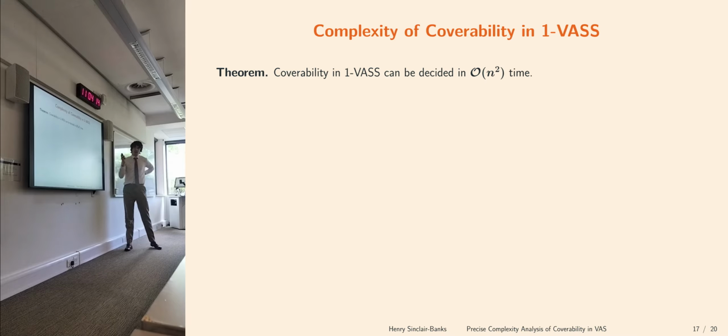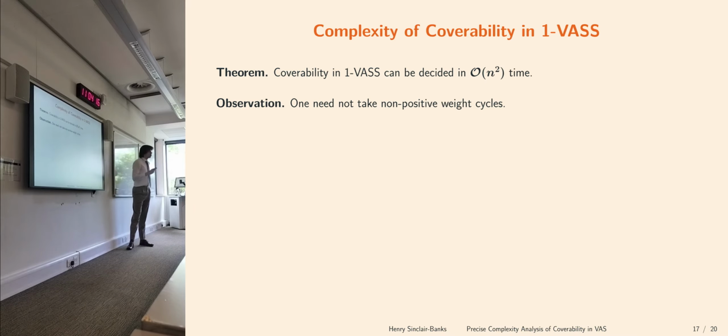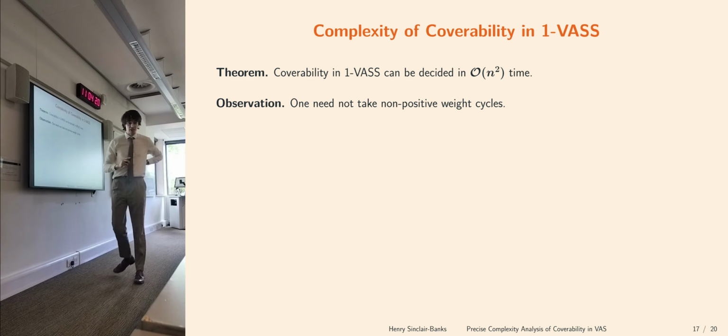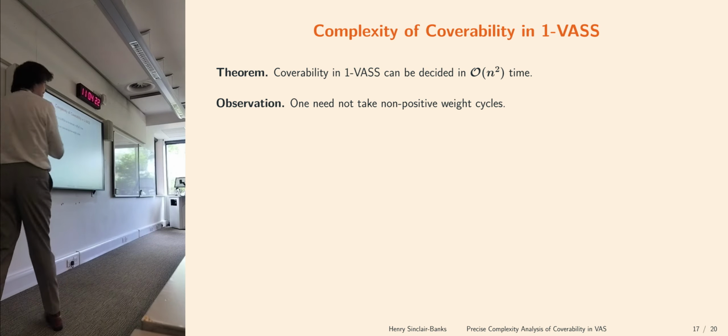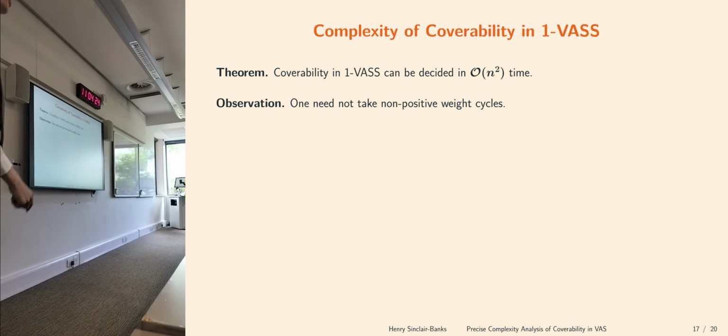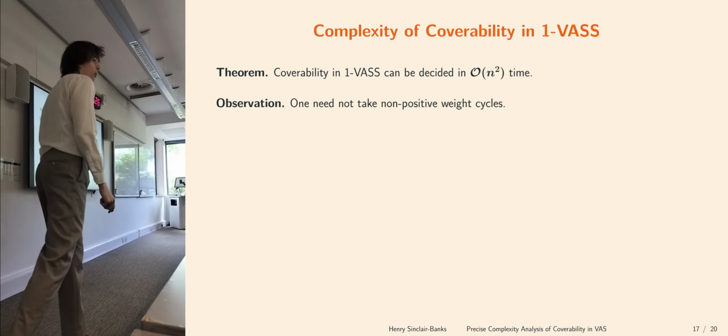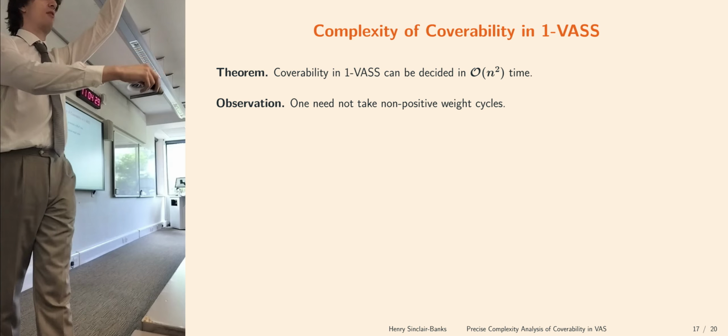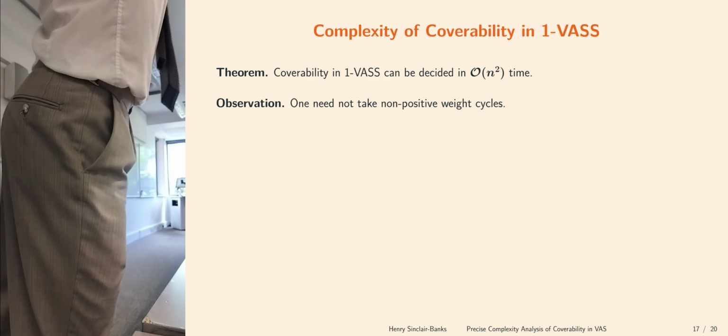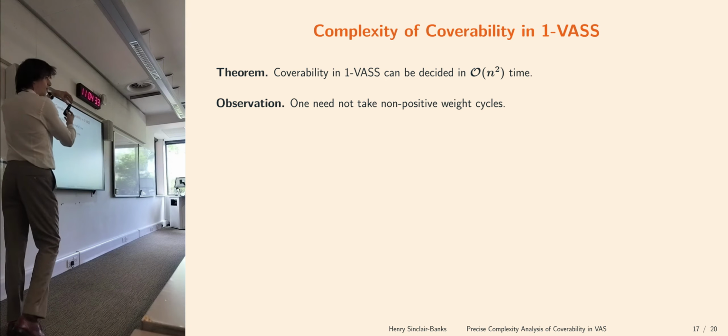So first, coverability can be decided in quadratic time. So here's a nice observation about 1 VASS, right? So you've got 1 counter, it's really, really important. Everything's really simple when there's only 1 counter. One need not take non-positive cycles. So imagine I have a run, and I take at some point a negative cycle. So I have some node p, I arrive there with counter value, I don't know, 100, and then later I re-arrive at p with counter value 90.